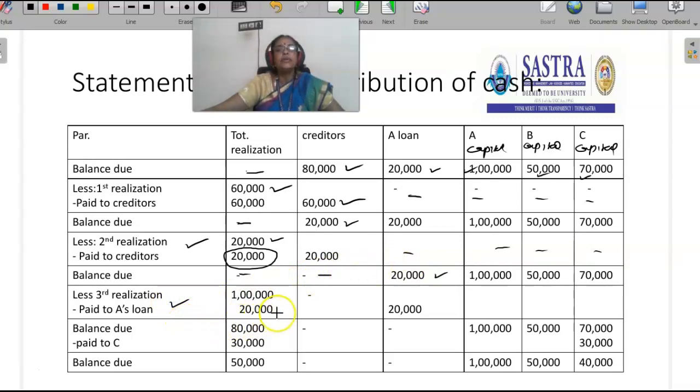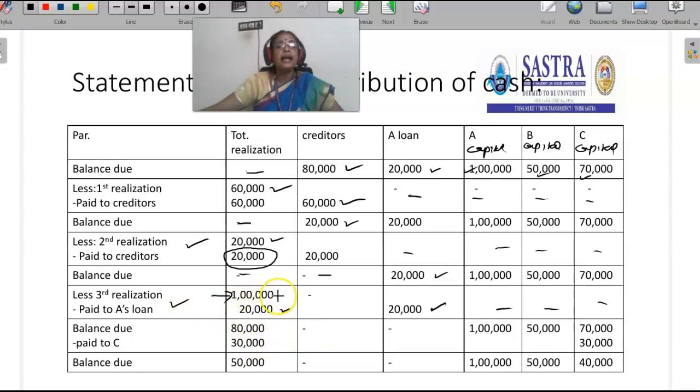The third realization amount is 20,000 rupees. Here the creditor is fully settled, and then the firm has to settle the loan account of the partners. The loan account of the partner is 20,000. So this realization amount is used by the firm to settle 20,000 of A's loan. Here the capital account is not settled. So the balance due is the third realization amount, which is 1 lakh.